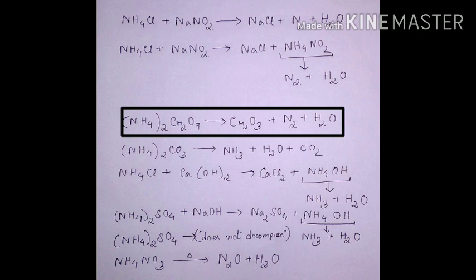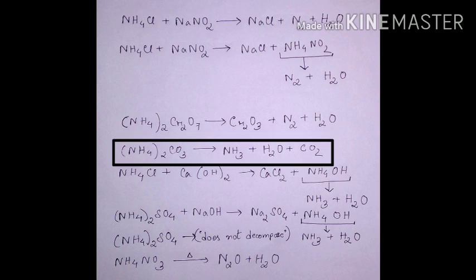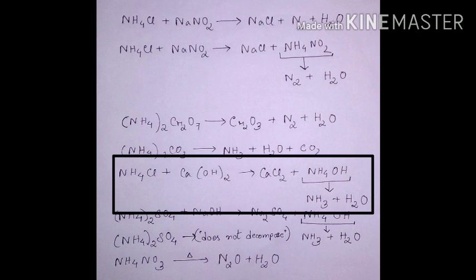In this reaction, ammonium dichromate produces nitrogen gas along with chromium 3 oxide. Next, ammonium carbonate, which is formed from urea and water, decomposes to give ammonia, water and carbon dioxide. This carbon dioxide comes from the carbonate anion. Further, ammonium chloride reacts with calcium hydroxide to give at first calcium chloride obviously, and then ammonium hydroxide decomposes to give ammonia along with water.